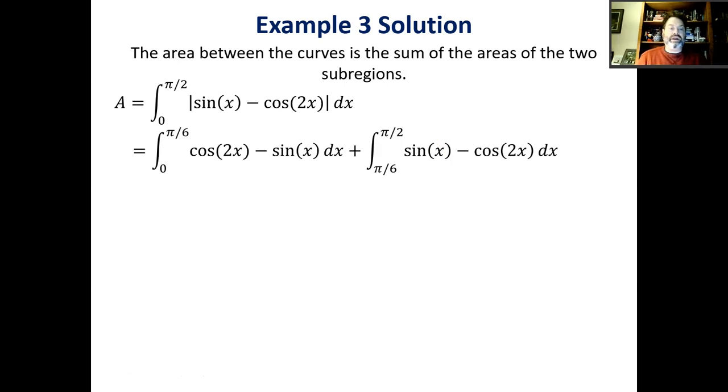So then I split it into two. In the first subregion, from 0 to pi over 6, cosine 2x was the top function, and I'm subtracting sine x. Then I add that to the second subregion, which is from pi over 6 to pi over 2, where sine x is the top function. And then you just evaluate these two functions separately. So let's do the first integral first.